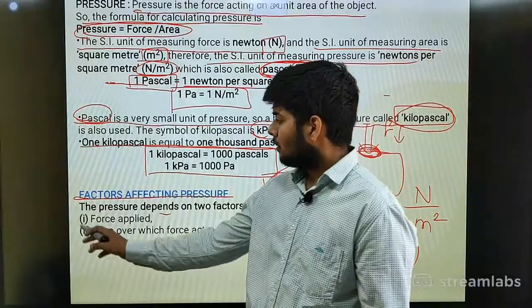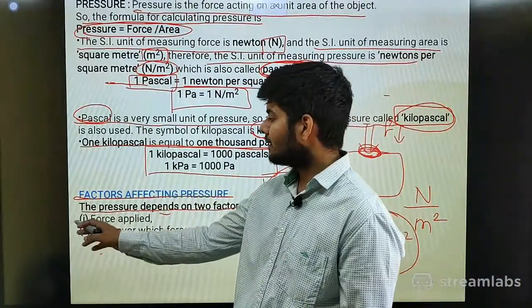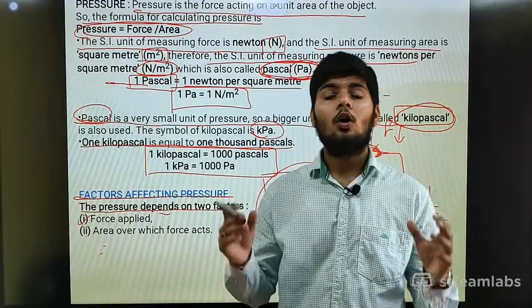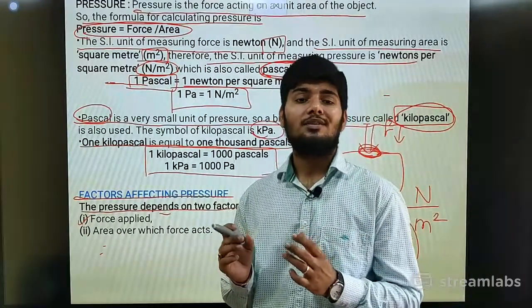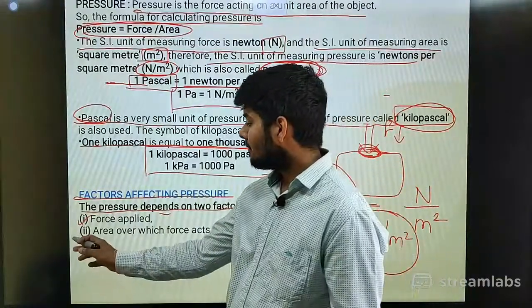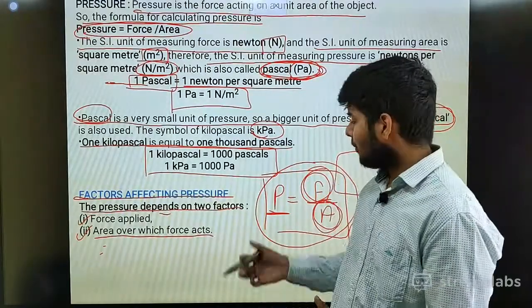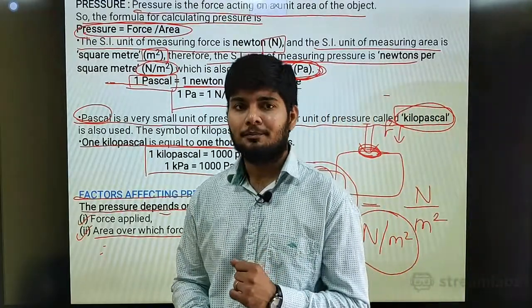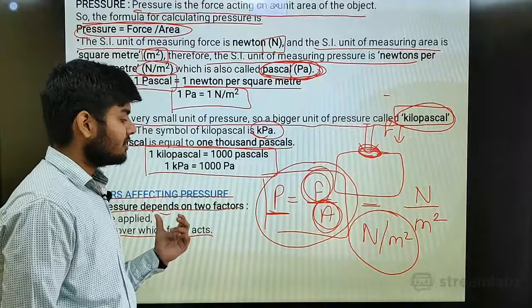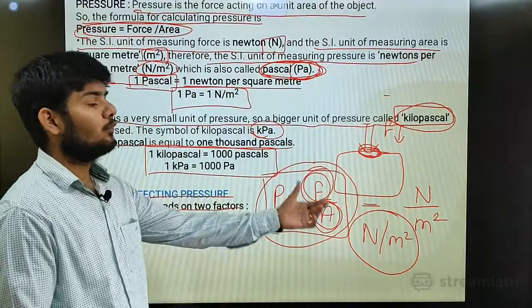So pressure depends on two factors mainly. First one is force applied, meaning how much force we are applying on that particular area, and the second one is the area over which the force acts. From the formula we can define how pressure depends on these two factors.